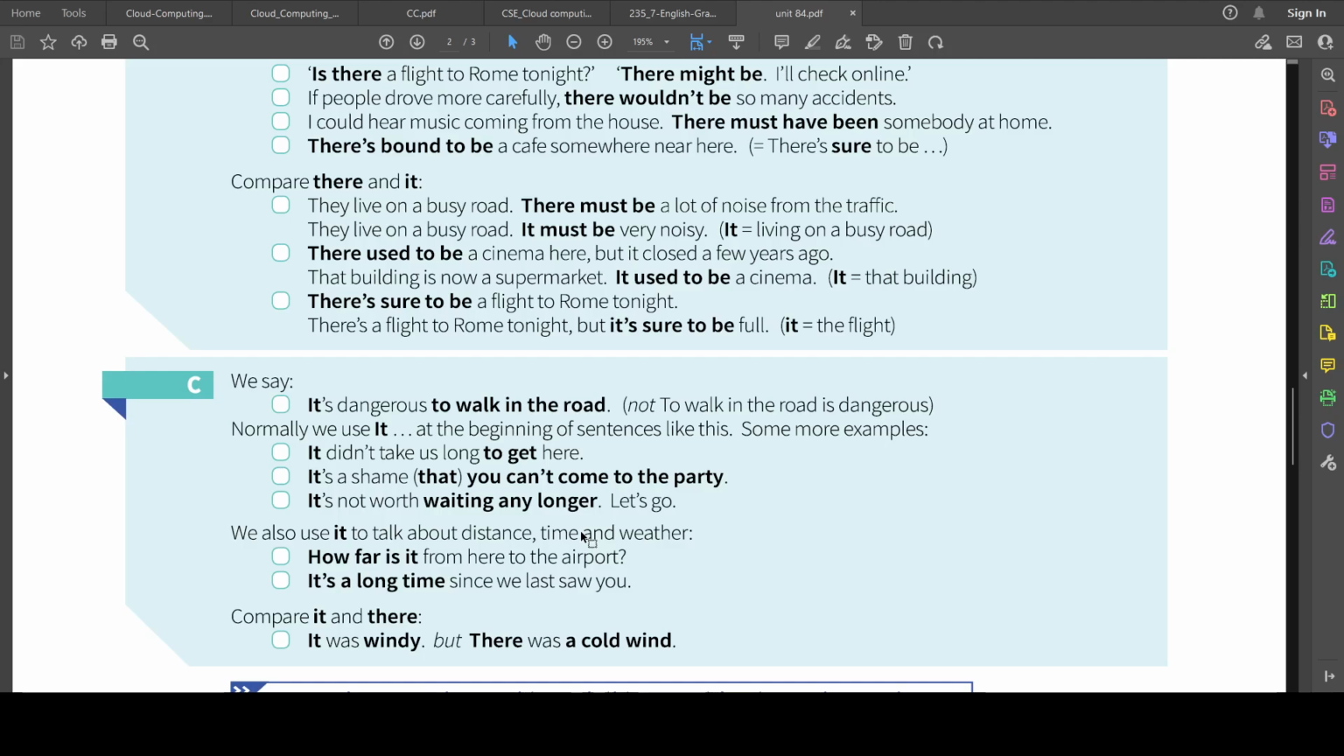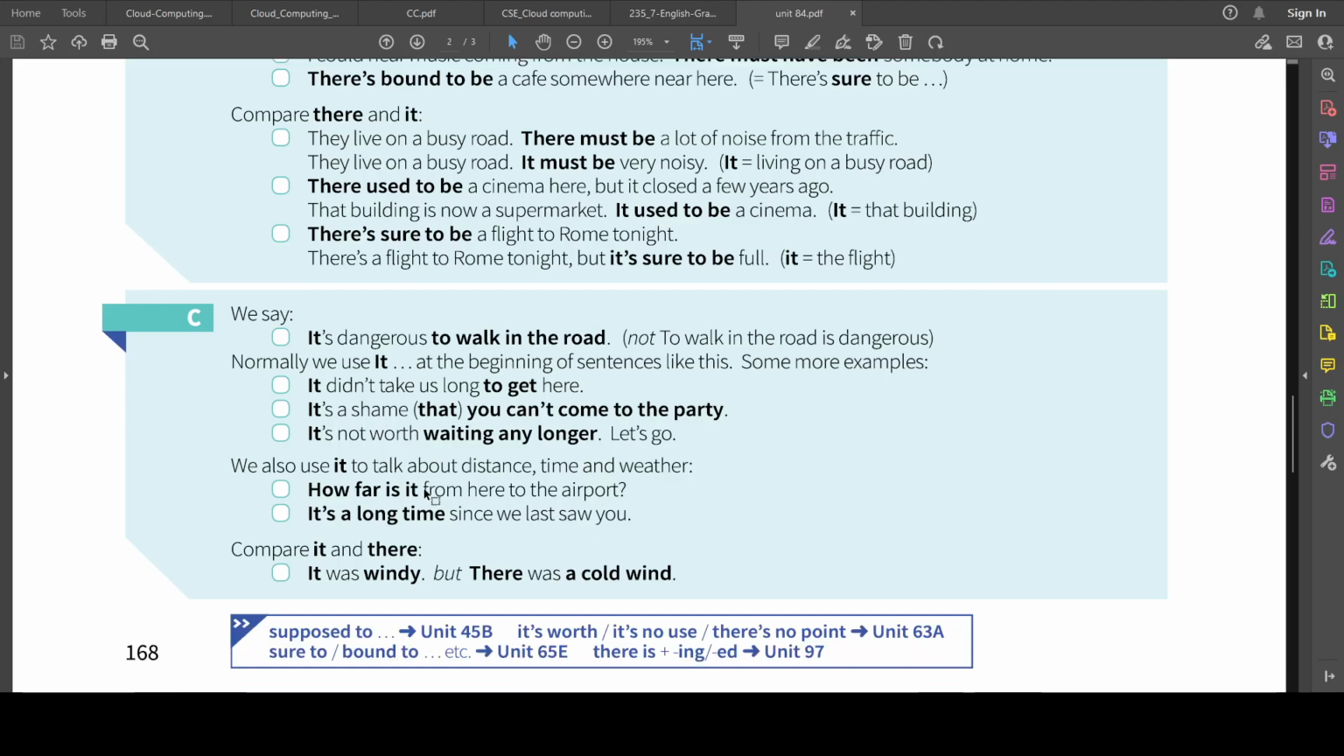So let's move on to section C. We say it's dangerous to walk in the road, not to walk in the road is dangerous. So normally we use it at the beginning of sentences like this. Some more examples: it didn't take us long to get here, or it's a shame that you can't come to the party, or it's not worth waiting any longer. Let's go.